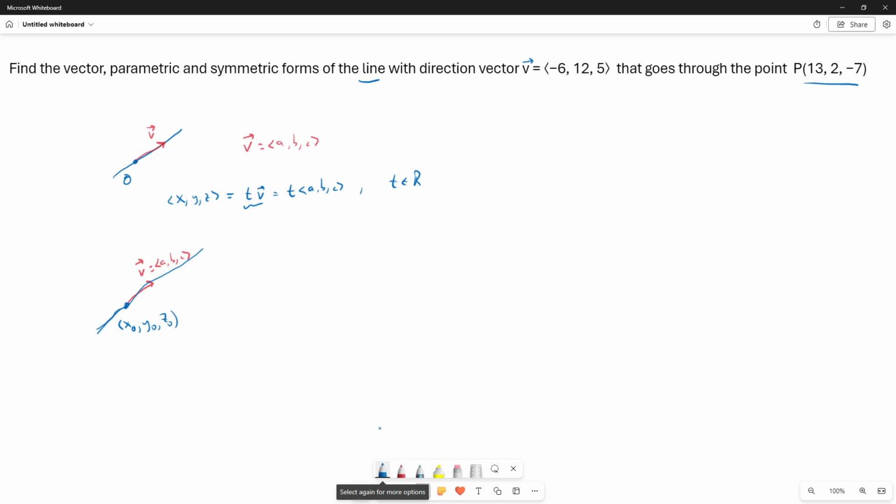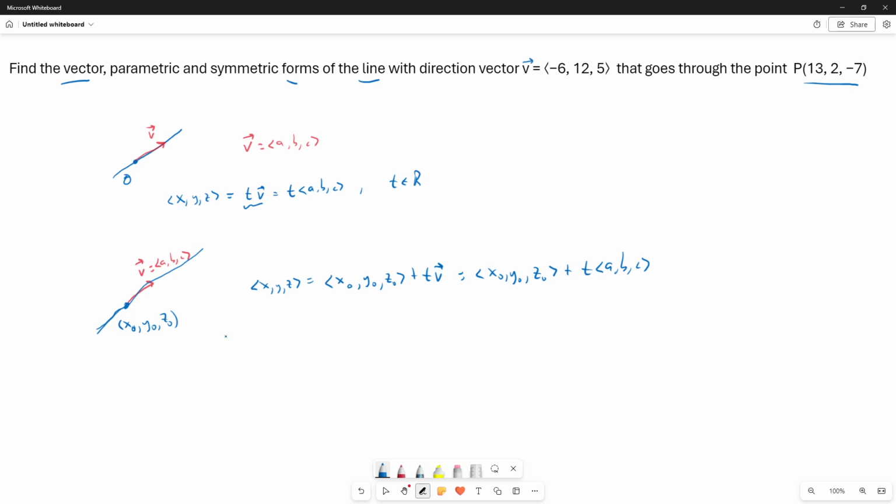Then the equation of that line is (x, y, z) equals, and then we take tv and add the coordinates of this point to it in vector form: <x0, y0, z0> plus t times <a, b, c>. This is what's called the vector form of the line. And the parametric and symmetric forms can easily be determined from the vector form. So first we'll start with the vector form.